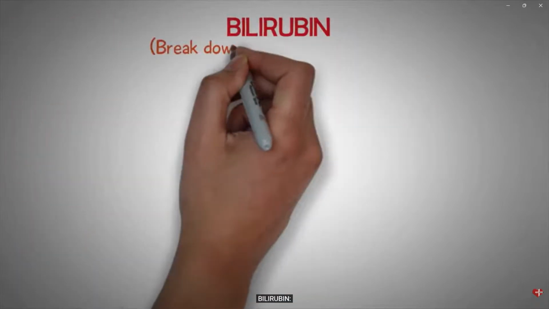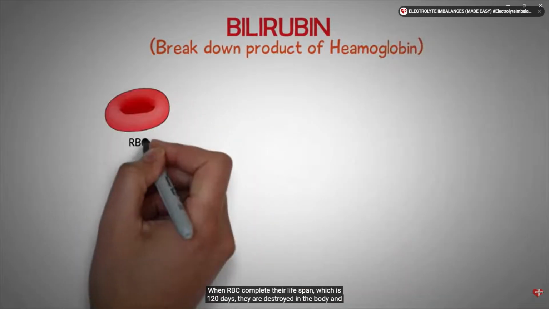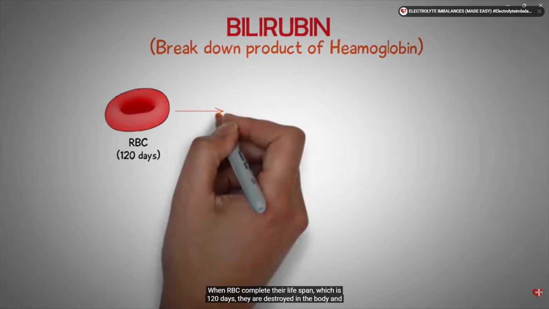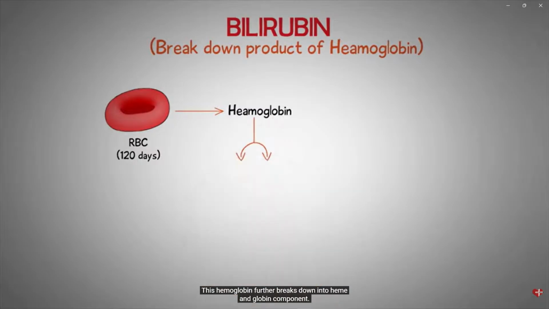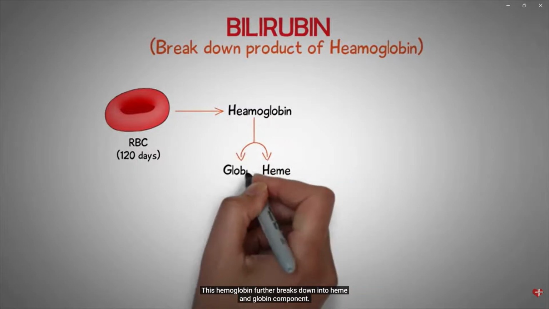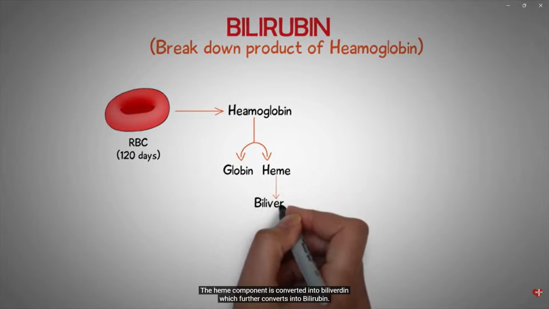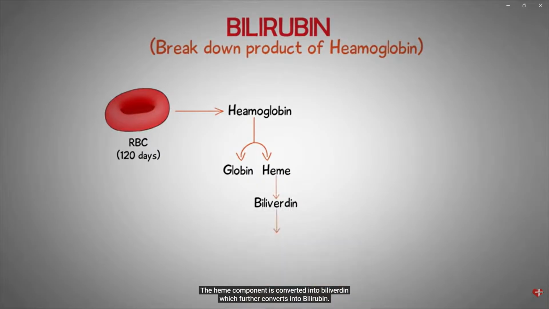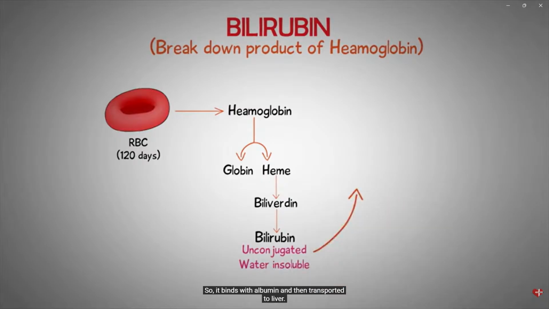Bilirubin. Bilirubin is a breakdown product of hemoglobin. When RBCs complete their lifespan, which is of 120 days, they are destroyed in the body and hemoglobin is released. The hemoglobin further breaks down into heme and globin component. The heme component is then converted into biliverdin, which is further converted into bilirubin. This bilirubin is of unconjugated form, also referred to as indirect form, which is insoluble in water, so it binds with the albumin and is then transported to the liver.